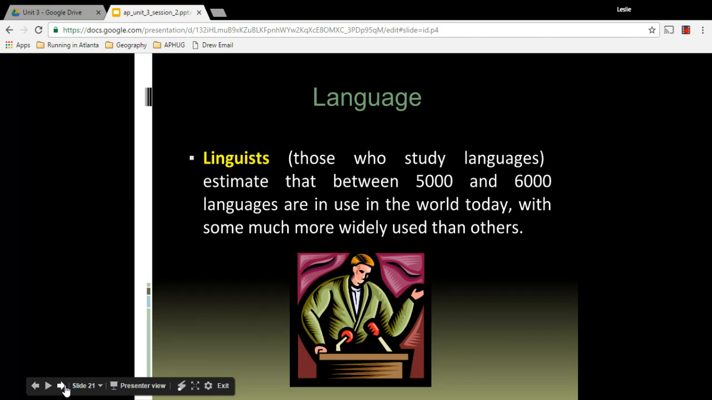Linguists are people who study languages. They estimate that between 5,000 and 6,000 languages are in use in the world today, with some much more widely used than others. I find that kind of a mind-blowing number. When we think of languages that are offered to high school students, a lot of students take Spanish, a lot of students take French, some students take German, Russian, Chinese, Japanese. I can think of fewer than 10 languages that are typically offered at high school campuses, and maybe just a few more that are offered on college campuses. However, there are 5,000 to 6,000 different languages in the world, so that's a pretty astonishing number.